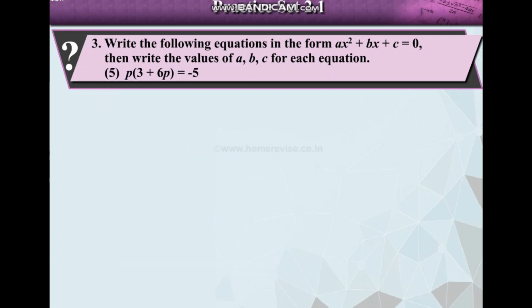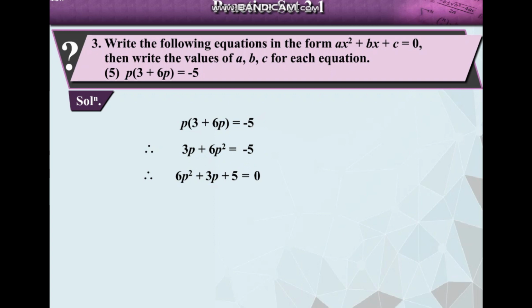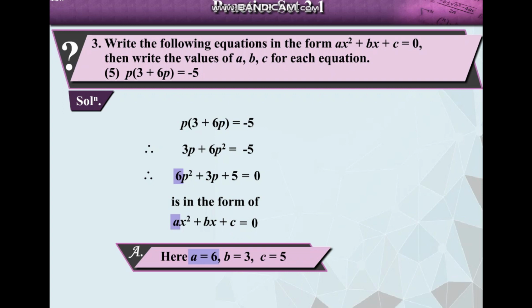5. p multiplied by (3 plus 6p) is equal to minus 5. Solution: p multiplied by (3 plus 6p) is equal to minus 5. Therefore, 3p plus 6p square is equal to minus 5. Therefore, 6p square plus 3p plus 5 is equal to 0, which is of the form ax square plus bx plus c is equal to 0. Here, a is equal to 6, b is equal to 3, c is equal to 5.